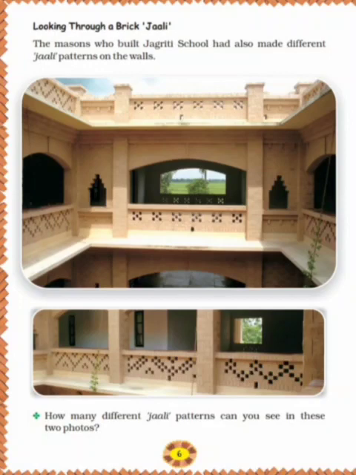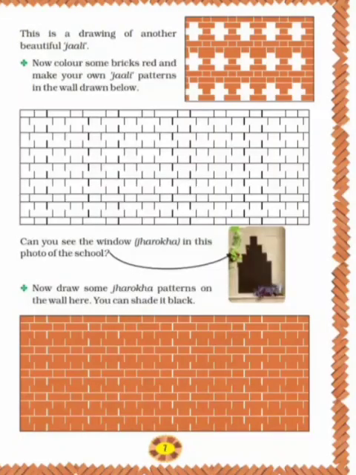So here the question is, how many different jali patterns can you see in these two pictures? Here I can see 5 patterns of jali in these two photos. Now on the next page there is a drawing of another beautiful jali. As you can see in the picture, there is a beautiful jali. Now the next one is, can you see the window jharokha in the photo of the school?